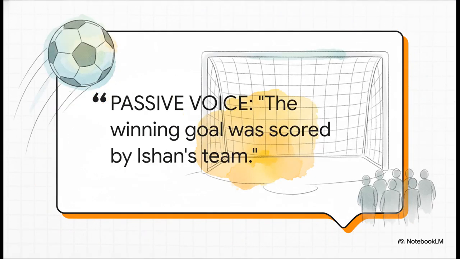Now watch this magic trick. We can flip the sentence into what's called the passive voice. The information is exactly the same, but the focus, totally different. All of a sudden, the star of the sentence, the main character, is the winning goal. Ishan's team is still in the credits, but they've been moved to a supporting role. See that? The focus is shifted from the doer to the receiver of the action.